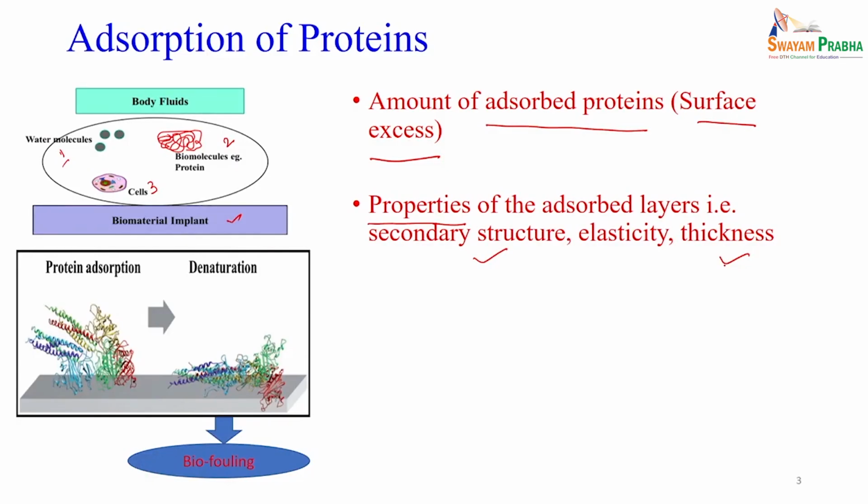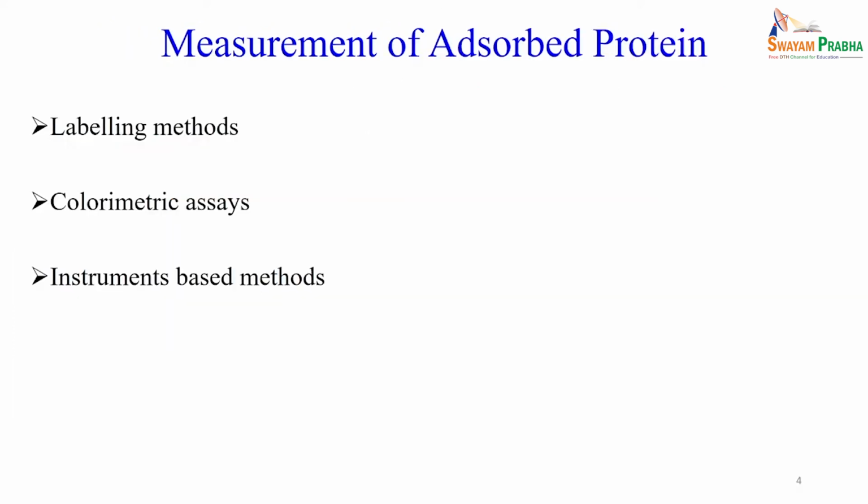or whether it is unfolded, denatured or aggregated, and what the thickness of the adsorbed layer is. So, you can say whether it is multilayer adsorption or monolayer adsorption, and what the viscoelastic property of the adsorbed layer is. These things are very important to analyze the adsorption behavior of protein, particularly on a surface.